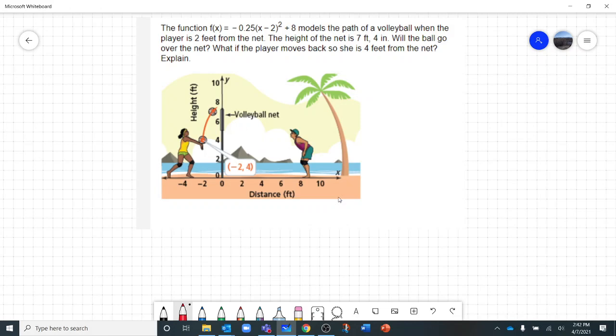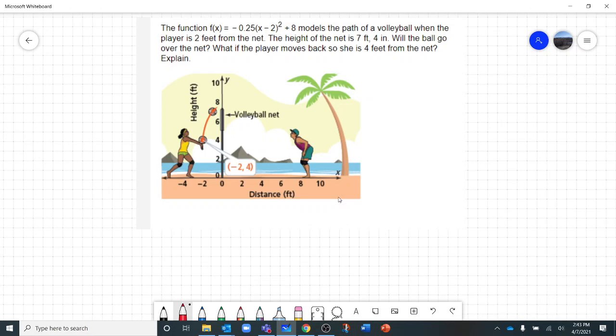All right, the function f of x equals negative 0.25 times (x minus 2) squared plus 8 models the path of a volleyball when the player is 2 feet from the net. The height of the net is 7 foot 4 inches. Will the ball go over the net?